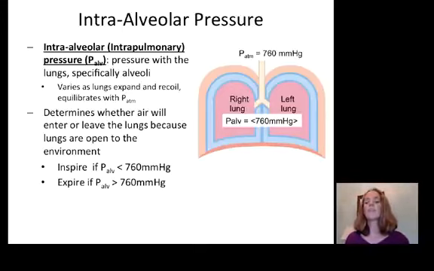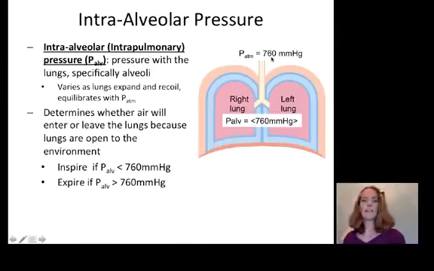So if the pressure inside of the lungs drops below 760, then air will move in. It's going to go from high to low. If the pressure in the lungs goes above 760, then the air will move out. It'll go from high to low.